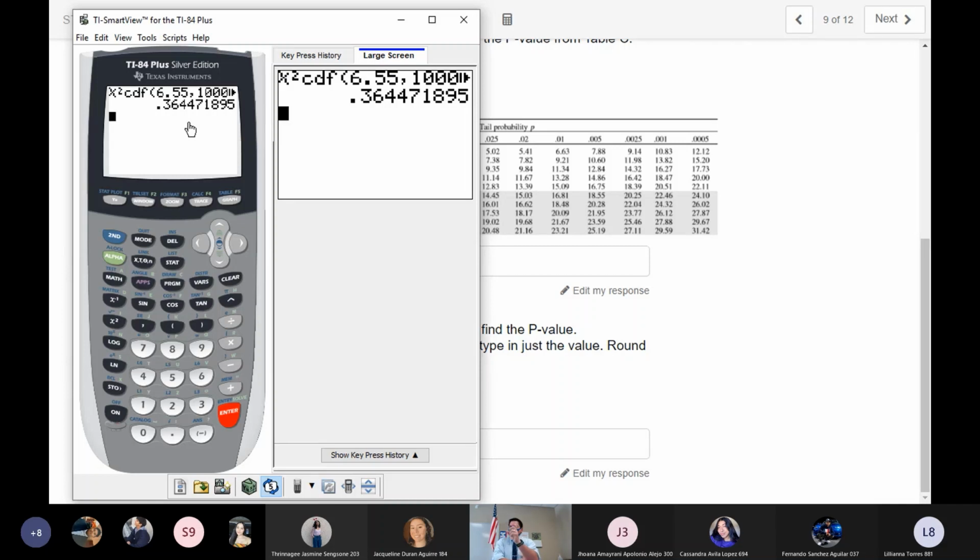Ultimately, this difference between these two methods doesn't create a different result. We will ultimately have the same conclusion.